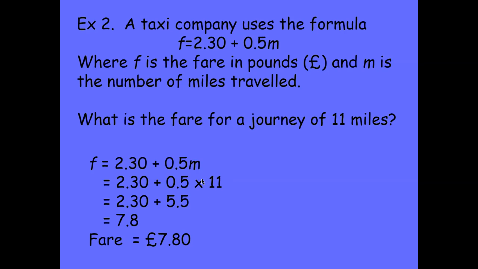We've got multiplying here to do first. When we add on our calculator, it comes up as 7.8. But remember, this F is standing for money. So first of all, we've got to put in our pound sign, and also remember that we can't just leave our answer as 7.8. If it's money, it has to have 2 decimal places.